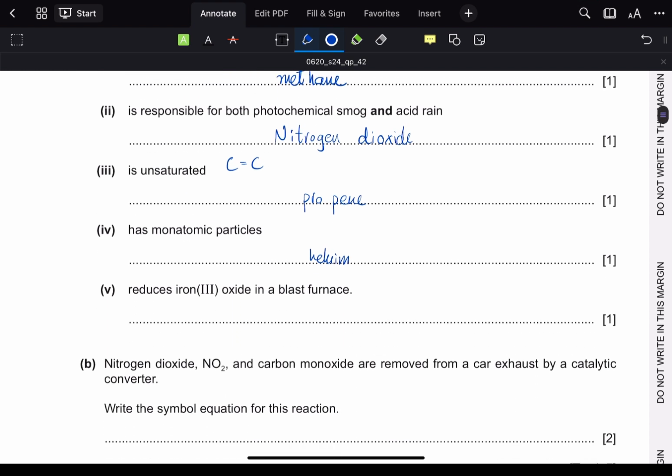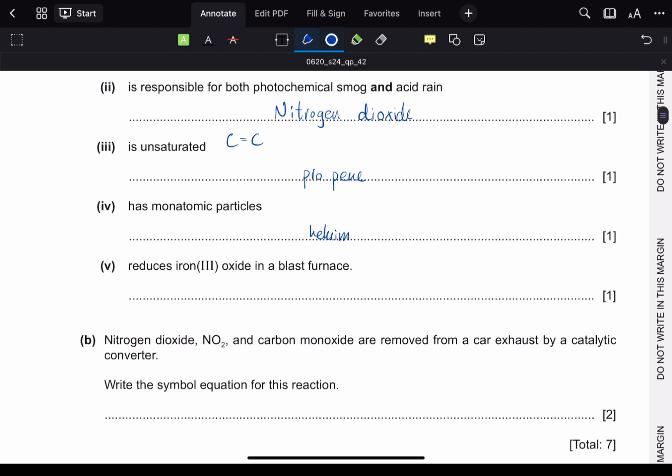Part 5 reduces iron 3 oxide in a blast furnace. If you refer to the chemical equation of the extraction of hematite, which is Fe2O3 plus 3 carbon monoxide, which reacts to give 2 iron plus 3 carbon dioxide, we can see that iron 3 oxide loses the oxygen it had in the reactants, which would mean that carbon monoxide is the reducing agent.